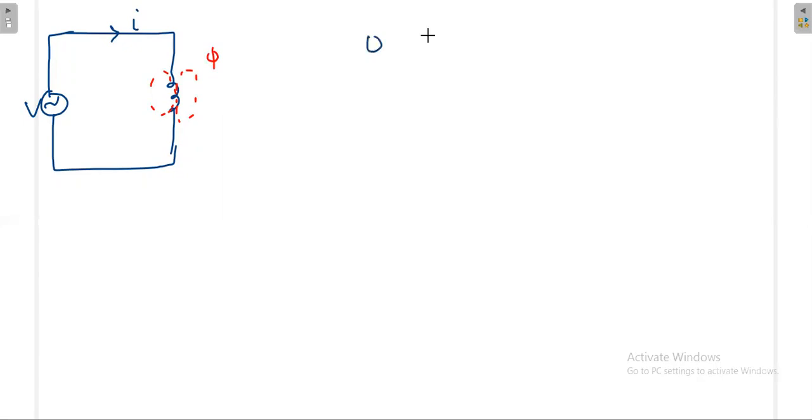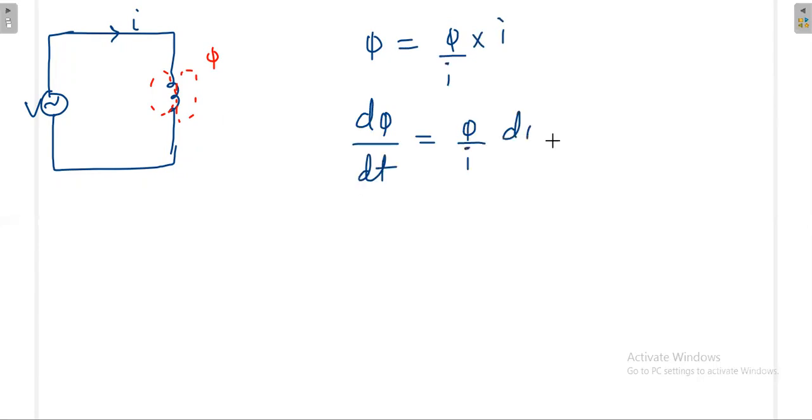Suppose flux is equal to flux. If I multiply by I and divide by I, now I differentiate this, d phi divided by dt, then phi by I times di by dt. So what is it indicating? If you change the current, then flux also will change. That is the idea. Some constant is there, no problem. So what is the observation here? If you change the current, the flux will change, because current is the source, flux is the effect.